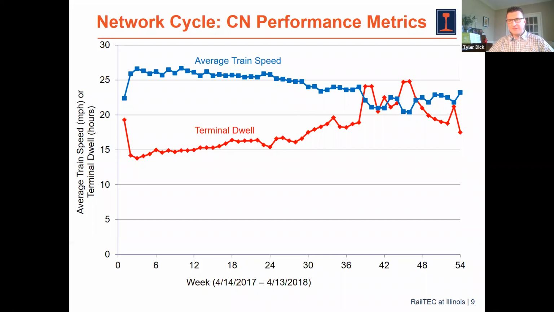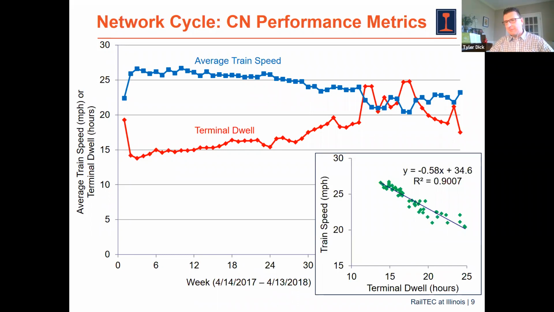And correspondingly, we see almost a mirror image in terms of the decline in average train speed over the measured week by week over the course of a year. So the top being average train speed and the bottom being terminal dwell. We can almost look at those two trend lines as a mirror image of each other. And if we actually plot them against each other week by week, we get this amazingly tight correlation for two sets of data that, again, are calculated completely independently: our average train speed and our average terminal dwell.